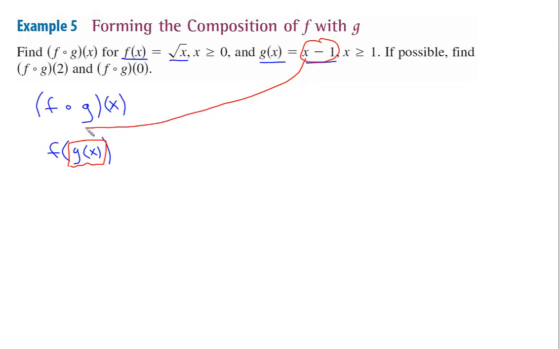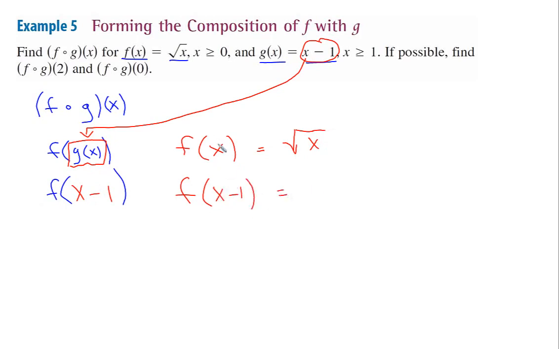So all you're doing is just taking this and plugging it in right here. Okay, so we're going to end up with x minus 1 here. And then we need to work with the outside function. The outside function is the f function, right? So the f function right here, we know f of x is equal to square root x. Well, we need to find out what f of x minus 1 is. Well, that just means wherever there's an x, plug in x minus 1.